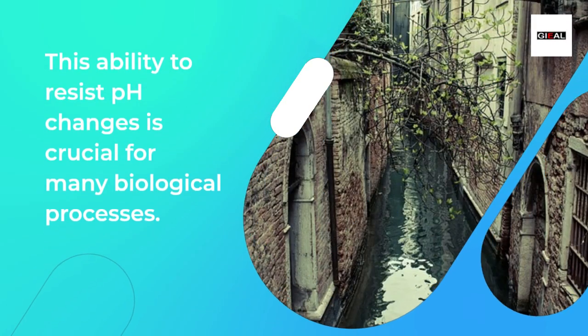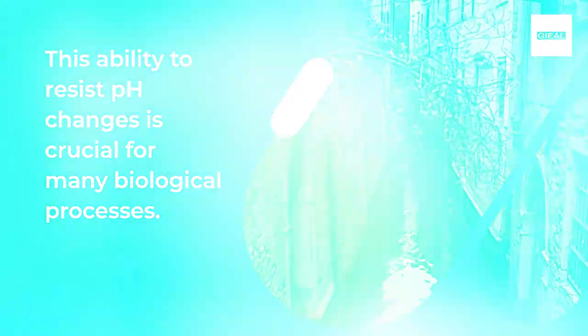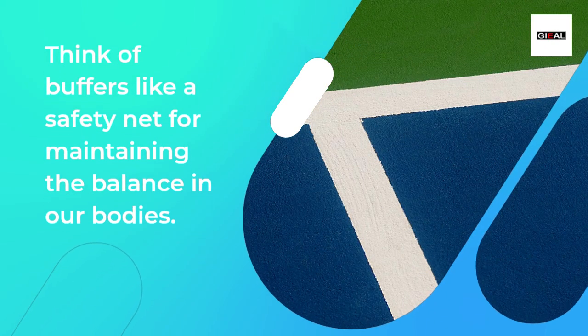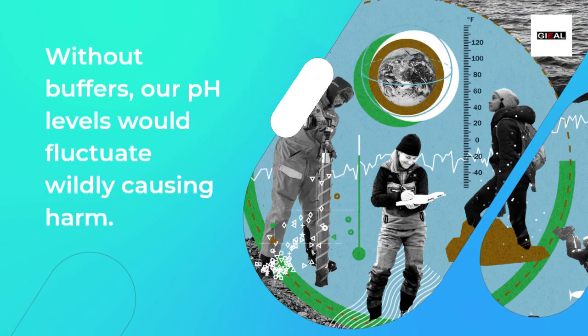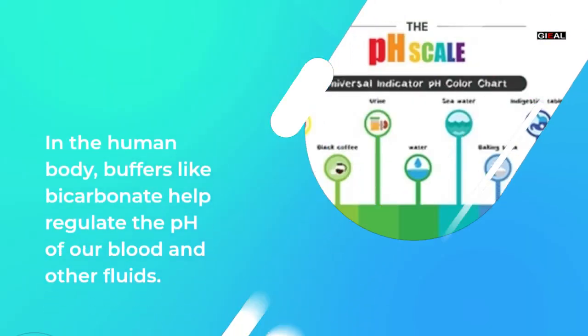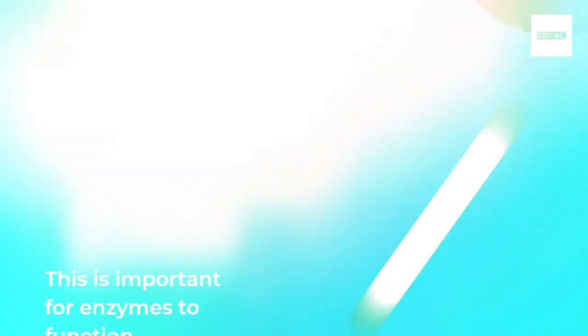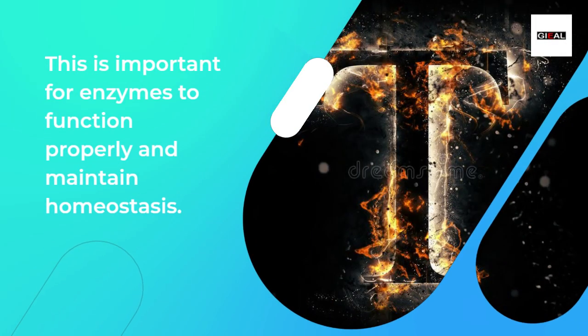This ability to resist pH changes is crucial for many biological processes. Think of buffers like a safety net for maintaining the balance in our bodies. Without buffers, our pH levels would fluctuate wildly, causing harm. In the human body, buffers like bicarbonate help regulate the pH of our blood and other fluids. This is important for enzymes to function properly and maintain homeostasis.